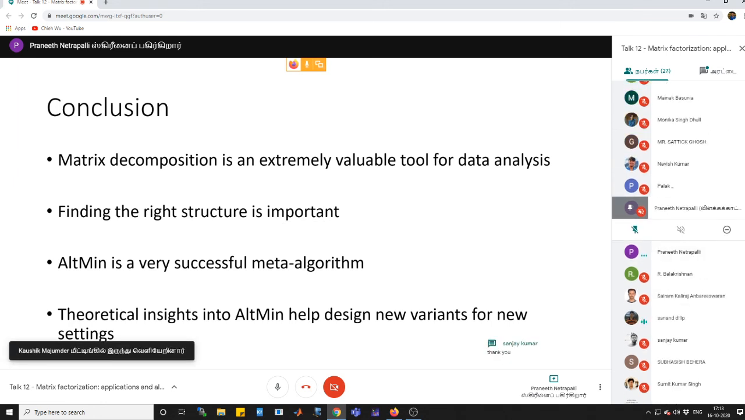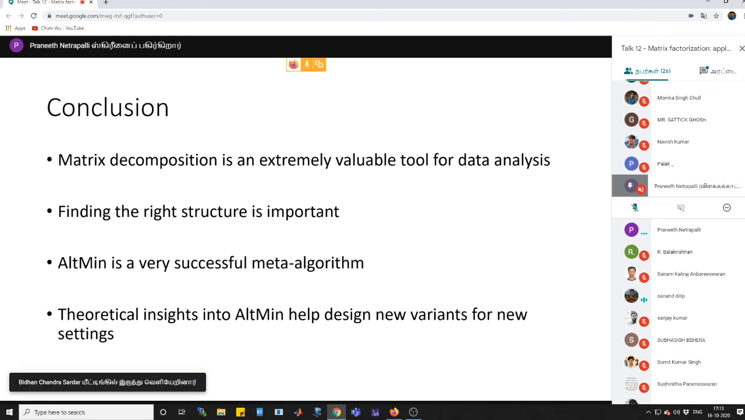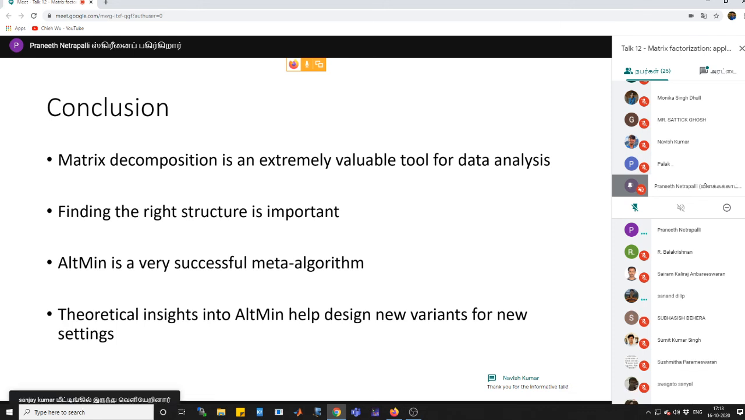I have a question. Maybe you already gave an answer in your talk, but I'm asking it anyway. Where exactly did this alternating minimization algorithm beat the convex relaxation of the problem?